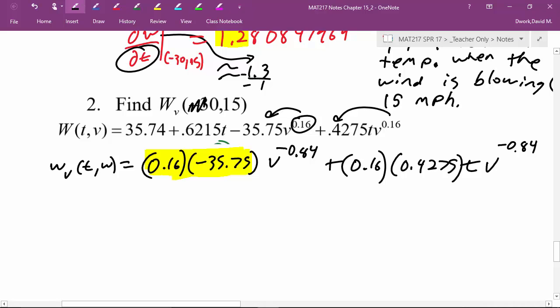Negative 30 is really cold. I don't want to do negative 30. That seems really, really cold. And we live in Arizona.